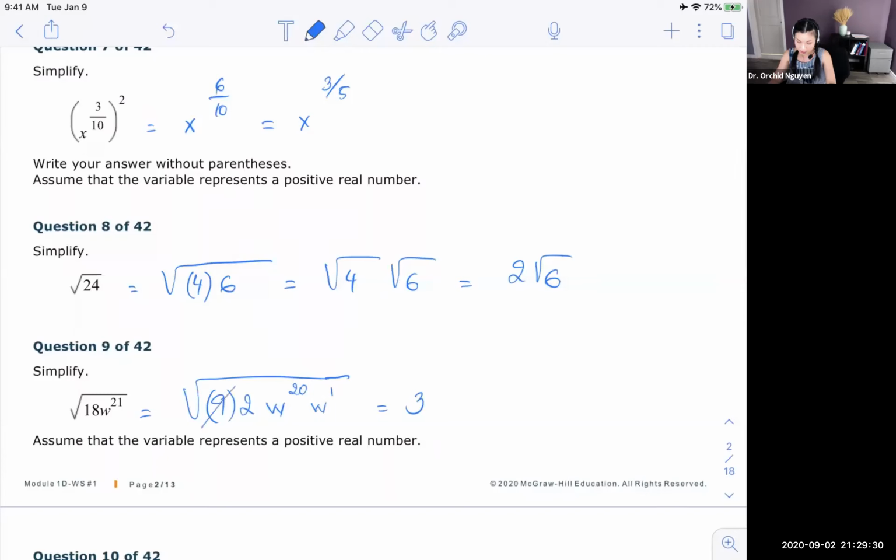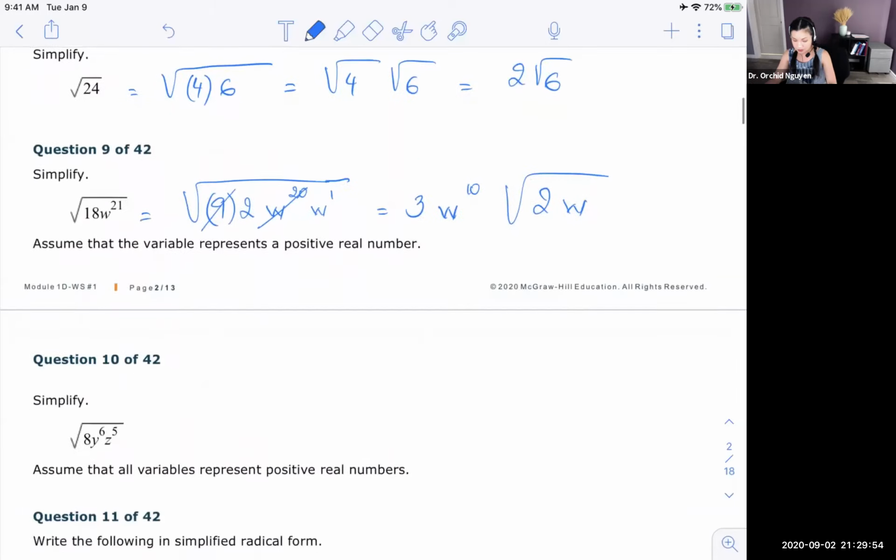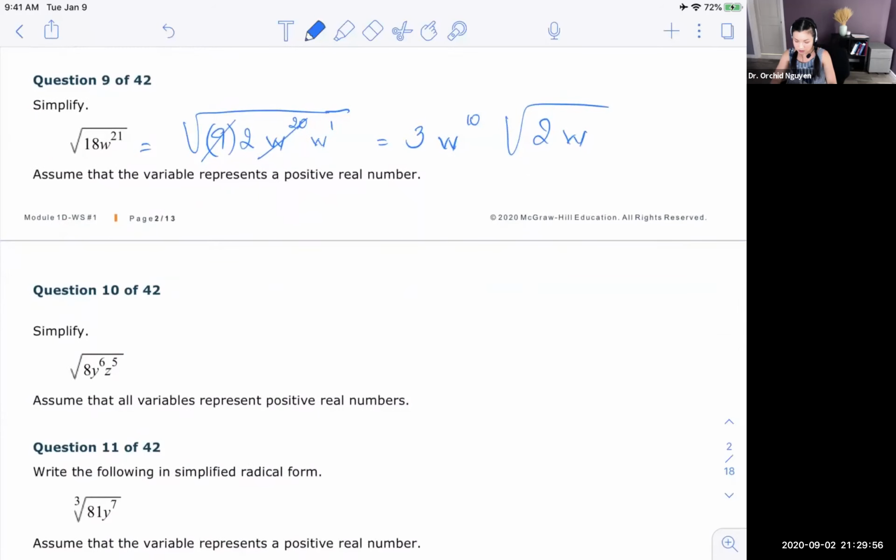So I took care of that. This for this one, like I mentioned, you just take 20 divide by 2, so you get W 10. So I took care of that one. So what we have is 2W inside of the radical. Okay, so same thing over here.